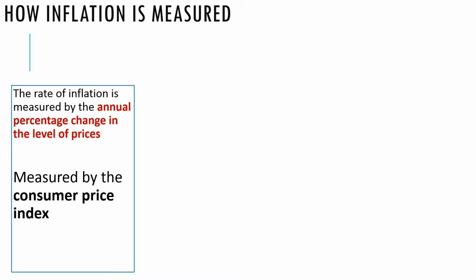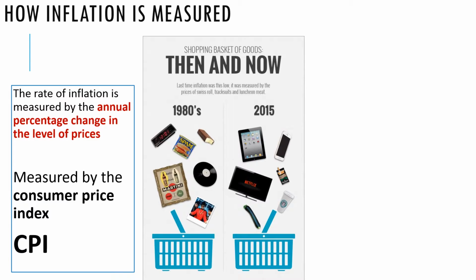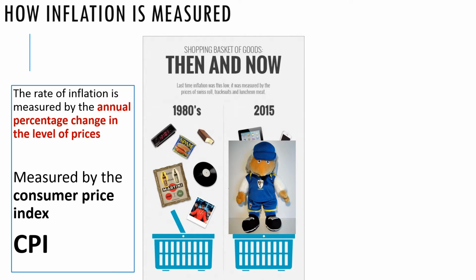The government then produce figures which they call the Consumer Price Index, and this is often known as CPI. To do this, they look at what is known as a basket of goods. They try and create a long list of about 700 different things that households on average buy, and monitor the prices of these things. In the 1980s, it would have been these sorts of products, but then they update them over time to include the most popular items in 2015.